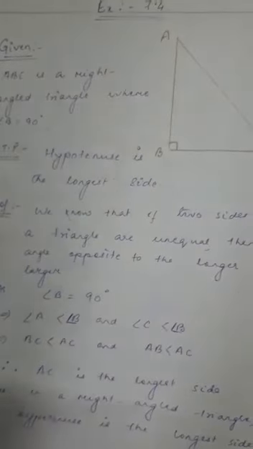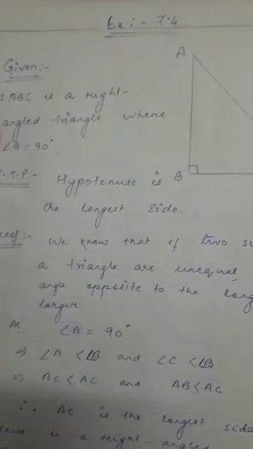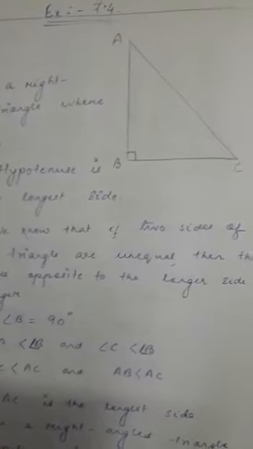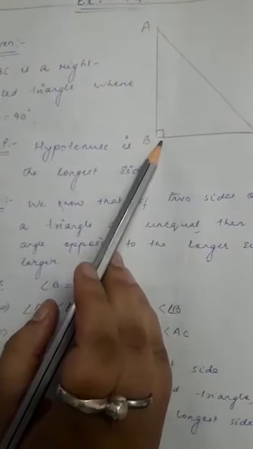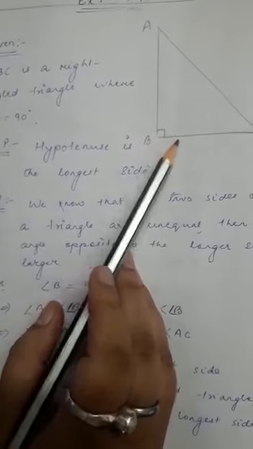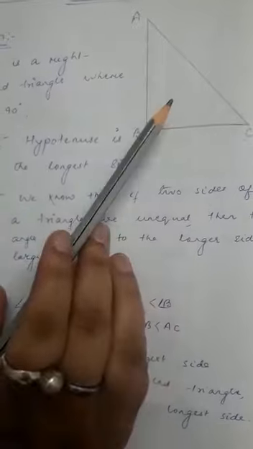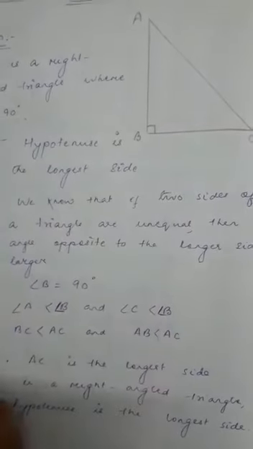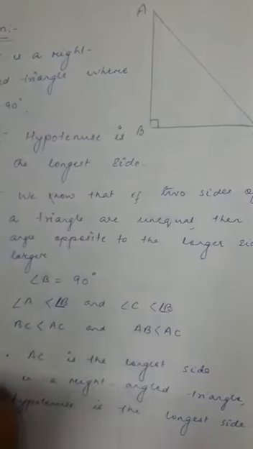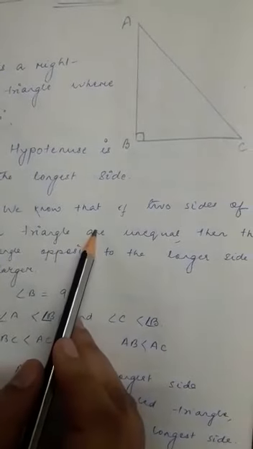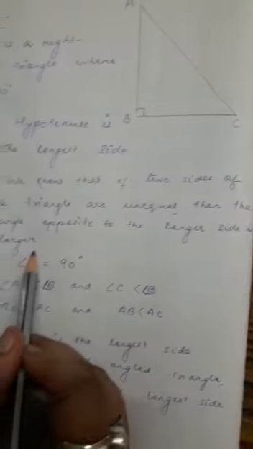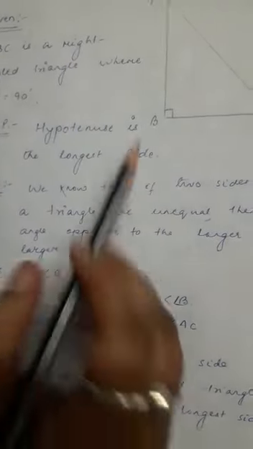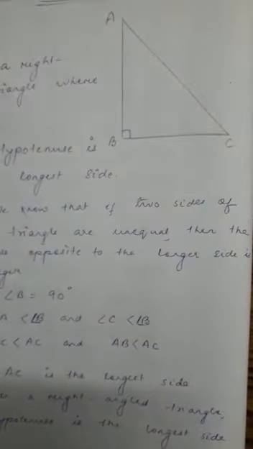It is given in the first sum that ABC is a right angle triangle where angle B is equal to 90 degrees. We need to prove that the hypotenuse is the longest side. AC is the hypotenuse of the right angle triangle, and we have to prove that it is the longest side. To start with, we know that if two sides of a triangle are unequal, then the angle opposite to the longer side is larger. Here angle B is given as 90 degrees.